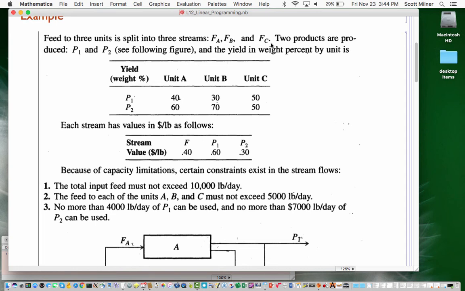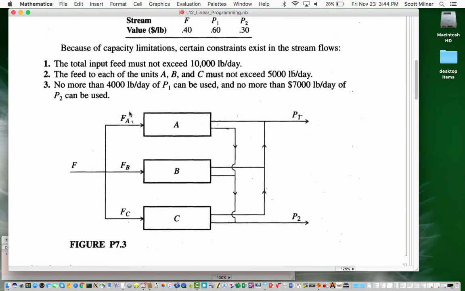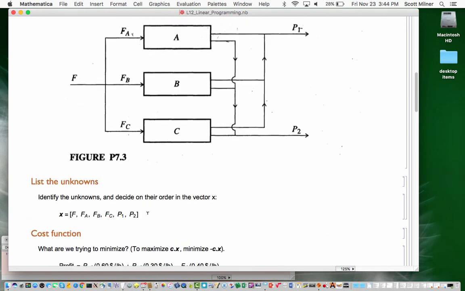So we may say we don't know F, we don't know FA, we don't know FB, we don't know FC, and we don't know P1 and P2 either. So those are the things we don't know that we'd like to find out. And we want to combine them into a vector x of unknowns, and we need to decide on some order to write them and then be consistent about it as we go along. So here I've taken the order to be F, FA, FB, FC, P1, P2. Those are the entries in the vector of unknowns x.